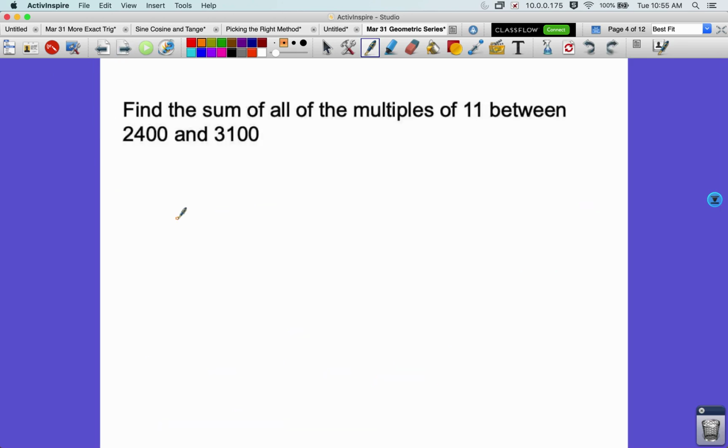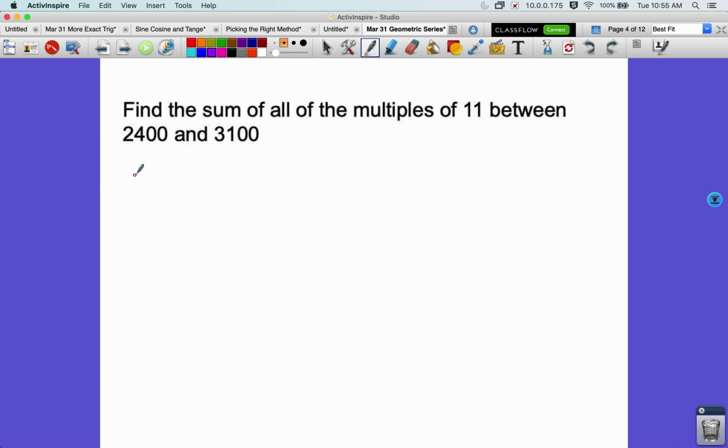All right, here's a question I came up with to go back to arithmetic sequences, but to just really challenge you. Find the sum of all of the multiples of 11 between 2,400 and 3,100. Okay, so what's the first multiple of 11 greater than 2,400? Well, let's see if 2,400 is divisible by 11.